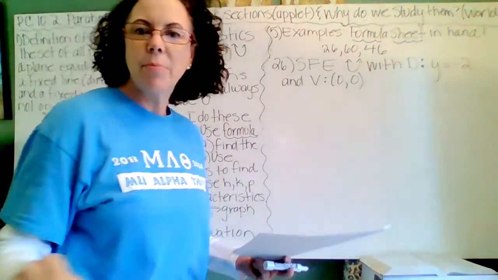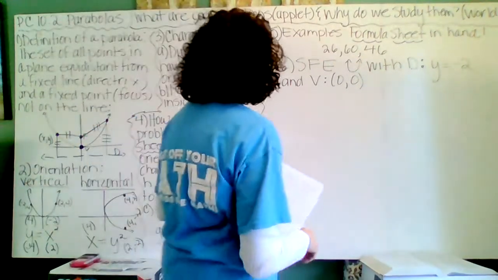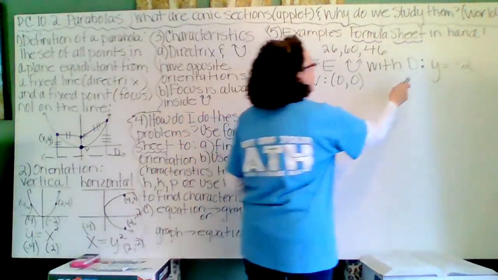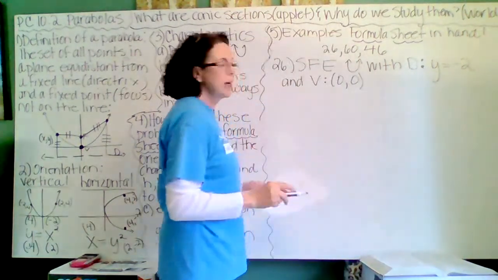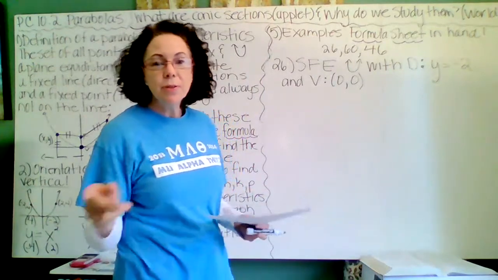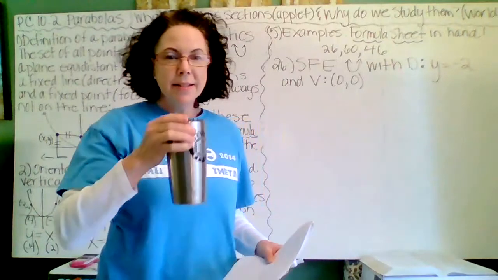Okay, here we are on problem number 26. Same question, standard form of the equation of the parabola with a directrix of y equals -2 and a vertex at 0, 0. Pretty soon the vertex won't always be at 0, 0.